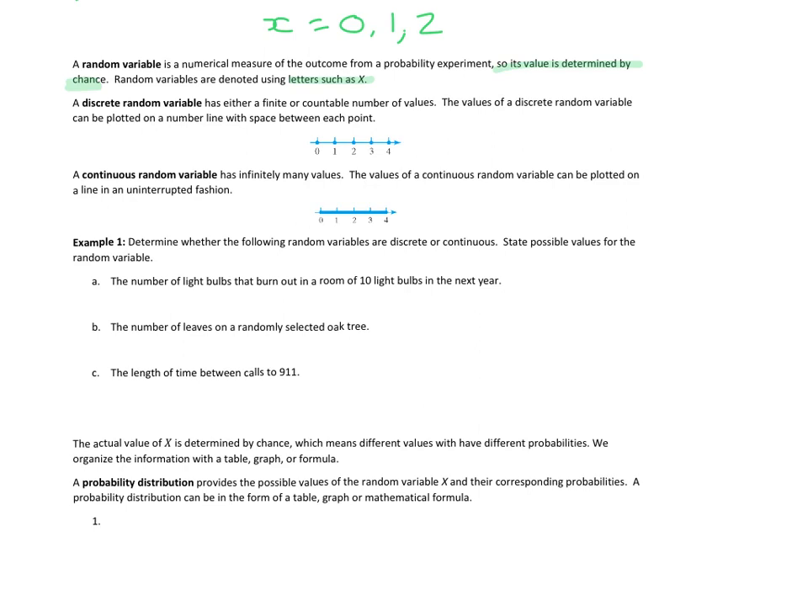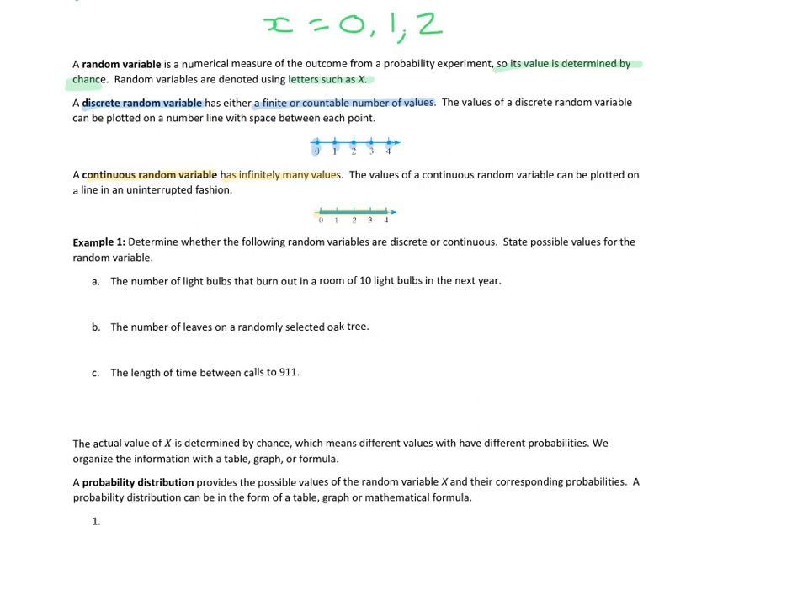All right, our particular example, flipping a coin and counting the tails, was a discrete random variable because it had a countable or finite amount of values. Another way of thinking of this is we can plot the discrete random variable on a number line, and there would be space between each point, versus a continuous random variable that has infinitely many values. We kind of already talked about this from chapter 1. And when we plot those on a line, it's just a continuous line, so there's no spaces in between the values.